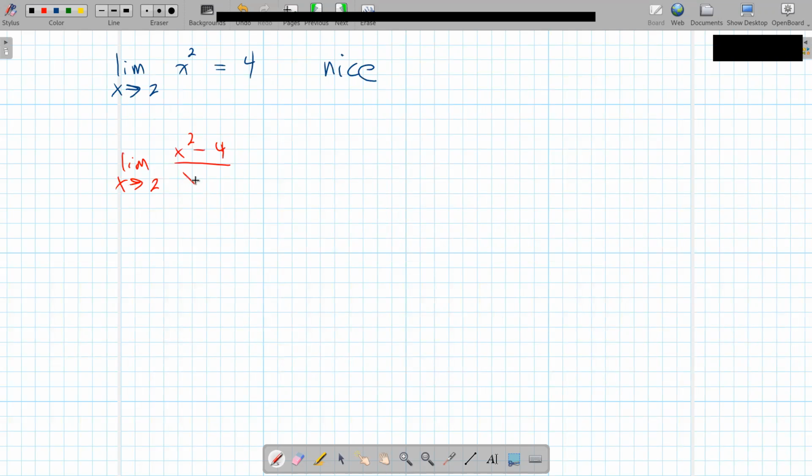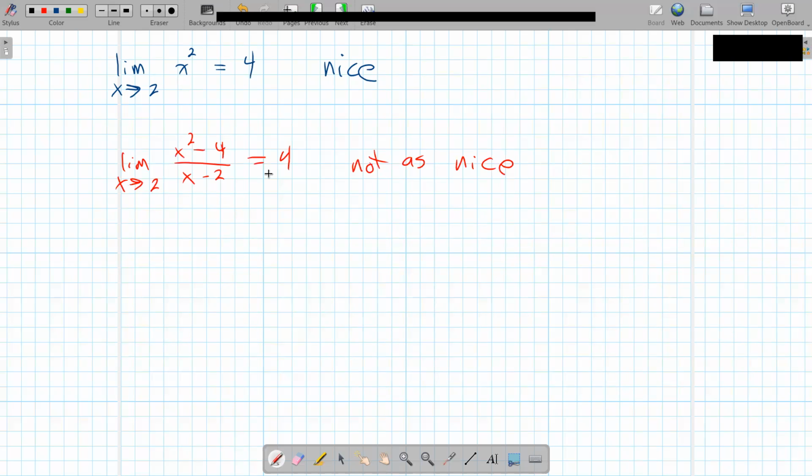divided by x minus 2, that happens to equal 4, but it's not so nice because there's a hole in the function, right? We can't actually plug in 2 and get an answer here. If we plug in 2, we get 0 over 0. We have to do some trickery to figure out that the result was 4 there. So this one was not as nice.